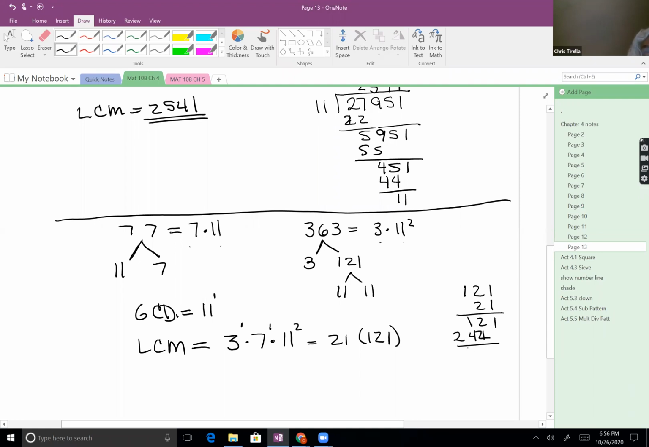Gives me 2541. And that's the same answer we got the other way. So do you see how we've got different methods for doing these?